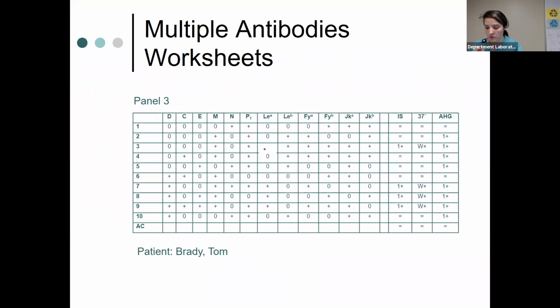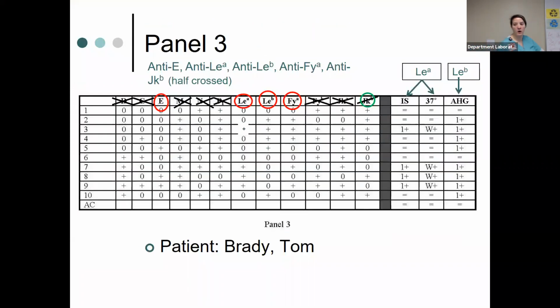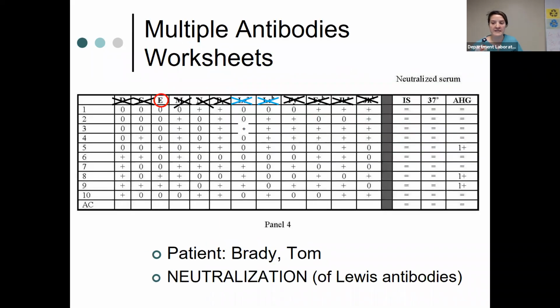So the question was, what happened to Duffy? In our original panel, we still have Duffy. He's still a potential. One thing you can look at too: there is a Duffy negative cell, panel cell 10. It's Duffy A negative, but you actually do have a positive reaction here. So that lets you know it's not Duffy A causing that reaction. But after neutralization, Duffy A is no longer reacting, right? So the only thing reacting here is E. That makes sense?